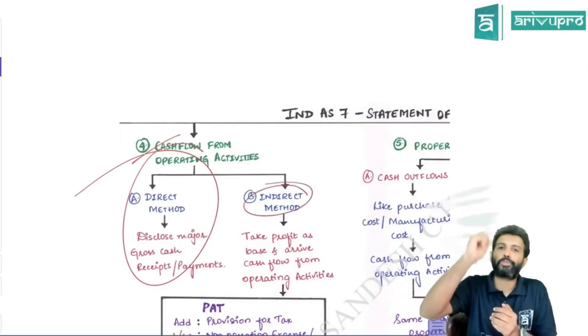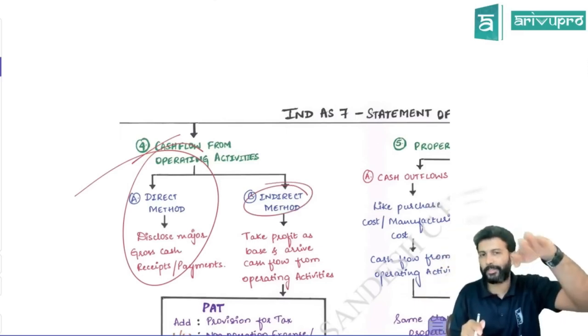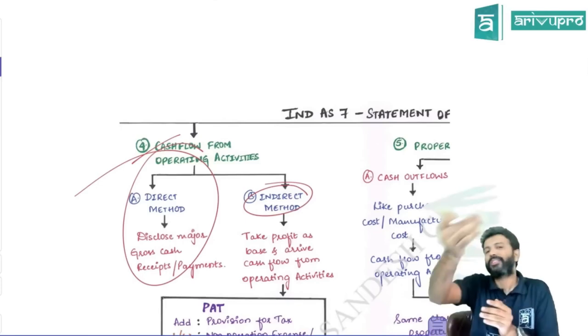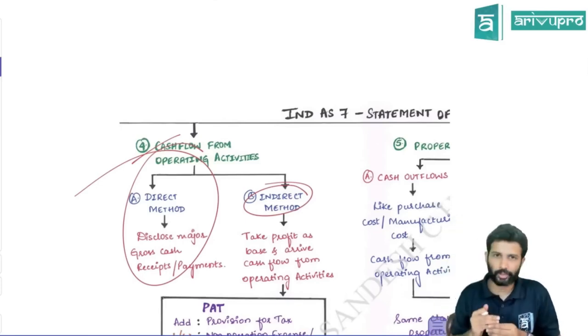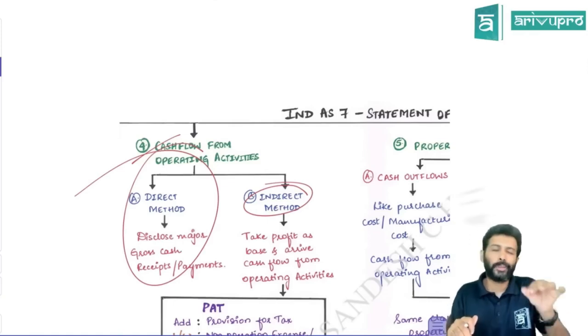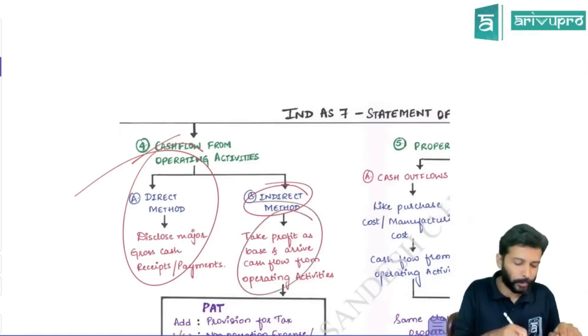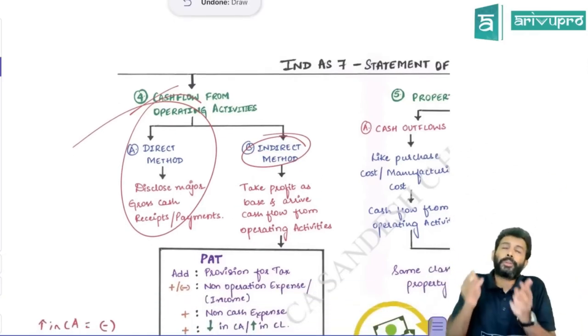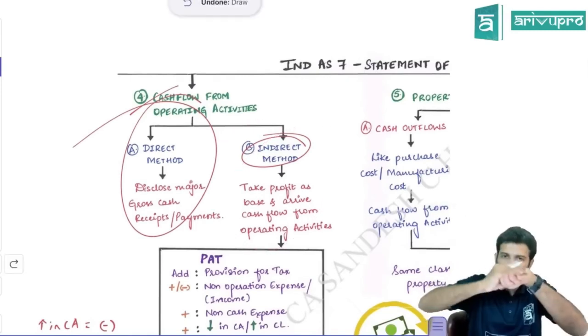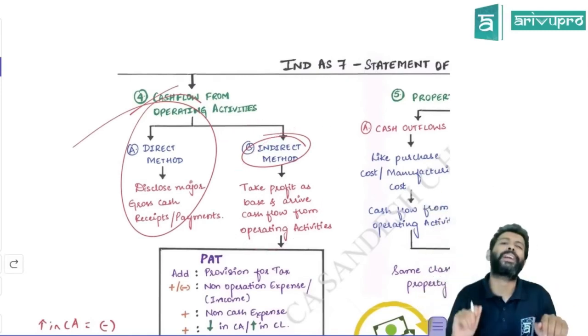Under the indirect method, we use profit as a base. Use P&L as a base to get operating cash flow. Usually we take profit before tax. Sometimes they may give you profit after tax also. If they give you profit after tax, provision for tax, you add back. So basically profit as a base is used to find out operating cash flow. Now the problem with this method is we are taking profit as a starting point and trying to arrive at operating cash flow.